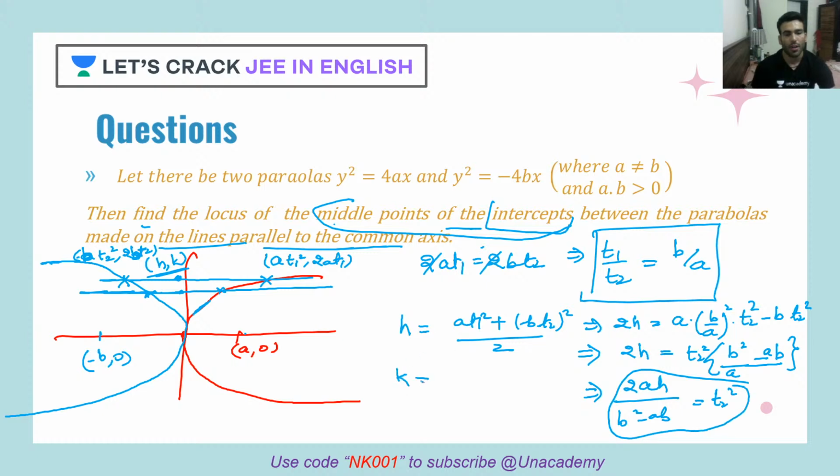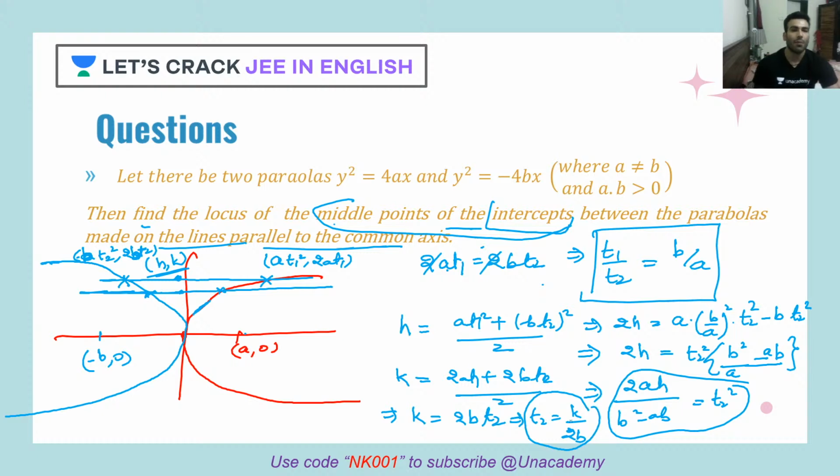Similarly, my k will be twice of a t1 plus twice of b t2 upon 2. I know that twice of a t1 is equal to twice of b t2. So I can write this twice of a t1 in terms of t2. So I'll have 4 times b t2, so I can write it as 2b t2. Correct? So my t2 will be k upon 2b.